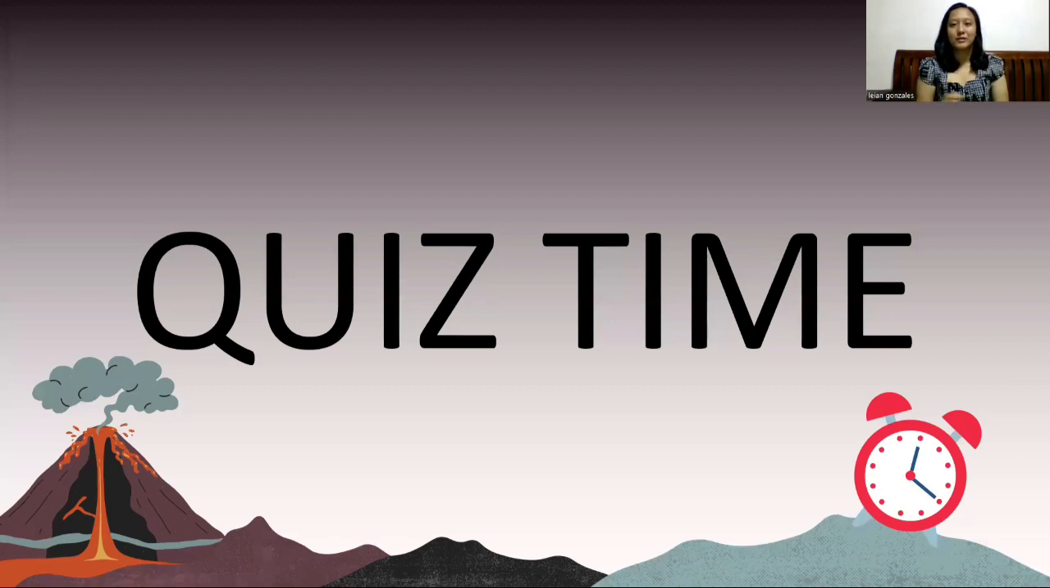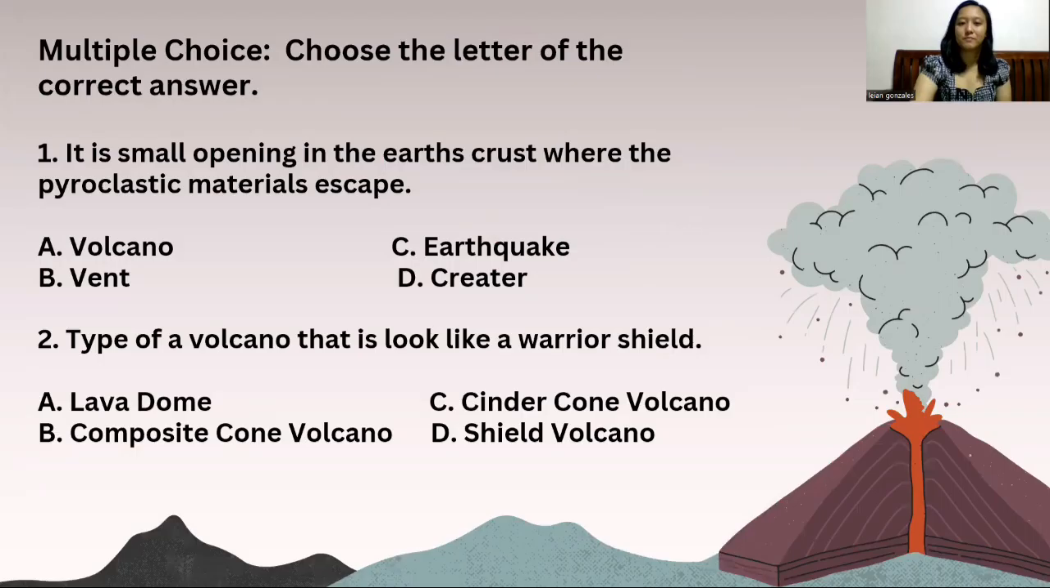Now, let's proceed to our quiz time. We have a set of questions with corresponding answers. It is multiple choice. Choose the letter of the correct answer. For number 1, it is a small opening in the Earth's crust where the pyroclastic material escapes. A, volcano? B, vent? C, earthquake? Or D, crater?